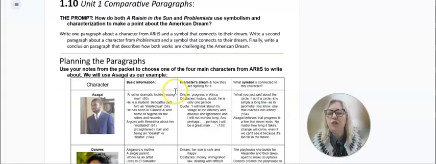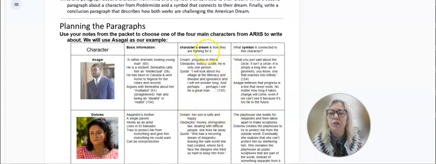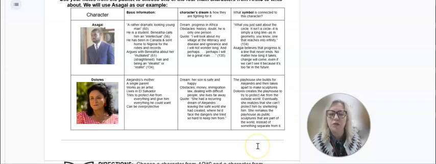So first of all, you're going to use your notes from your packet to choose one of four main characters from A Raisin in the Sun and one of three main characters from Problemista. So here are the things you want to be thinking about. And we have example characters here that you're not going to write about: Assegai and Dolores. So basic information about Assegai, the character's dream, symbols connected to him, and then Dolores, basic info, the character's dream, symbol connected to her. Those are the kinds of things you want to be thinking about as you brainstorm for your essay.